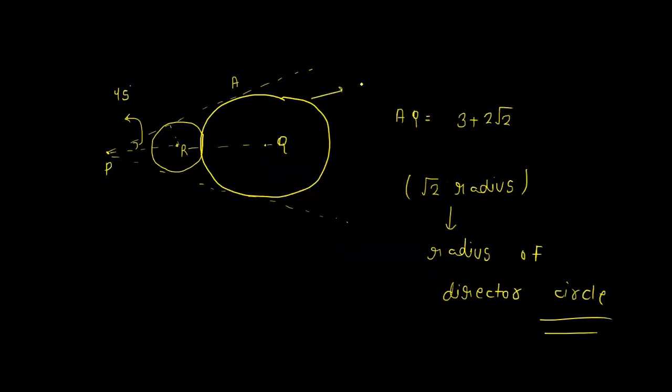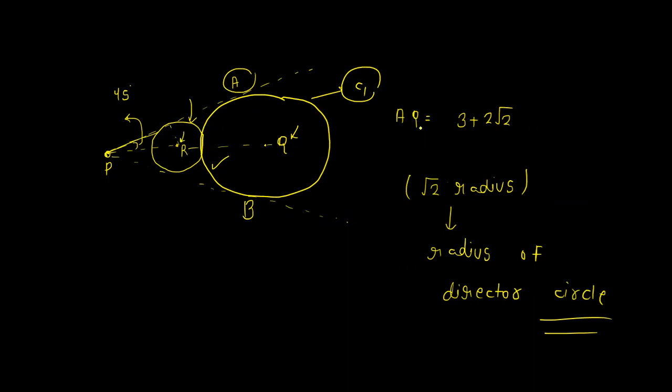So this is our circle C1. Let's say its center is Q, and P is the point on the director circle from where the two tangents PA and PB are drawn. And you see that this is the smallest circle which touches circle C1 and also these two tangents. So we have to find the radius of this circle. Let's say its center is R.